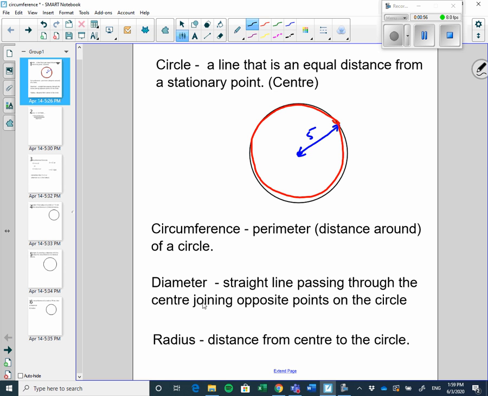So if I'm going to change the black here, that would be called the diameter. It's quite often shown straight across, but it doesn't need to be. Any of these black lines that I'm drawing here would all be, now it looks like a pizza, all of those would be known as the diameter. It's a straight line passing through the center, joining opposite points on the circle. And the radius is the distance from the center to the circle. So we'll go back to red here. That there is known as the radius. Okay?